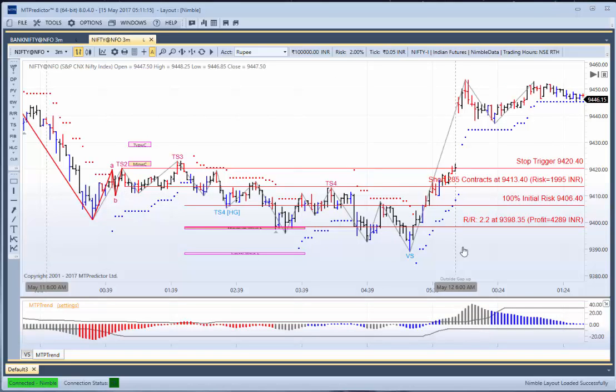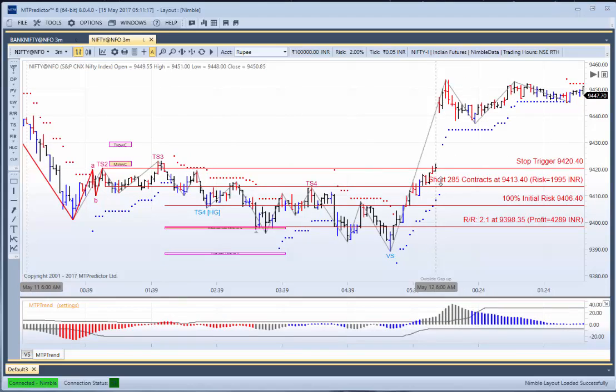But our correct position sizing means that we vary the number of lots, contracts or shares to keep our risk constant over each trade. In this case it's risking less than 2% of a sample 100,000 rupee account. So in other words, this is what we call a 1 risk unit loss. In other words, a 1R loss. So I'll just note that down. So it started the day off with minus 1R.